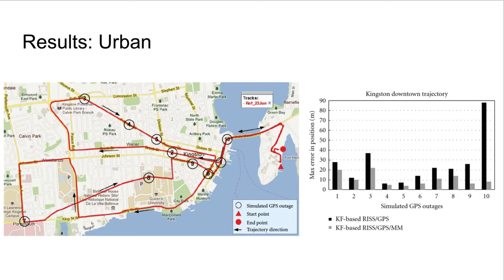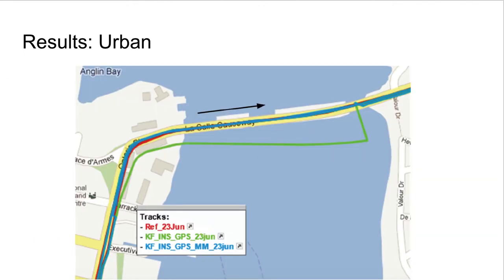One of these trials the team conducted was in a largely urban area. The path here is shown on the map in red. All of the locations where the GPS outages were simulated are numbered. The plot on the right shows that in all cases, the map matching augmented algorithm resulted in a smaller maximum position error during these GPS outages.